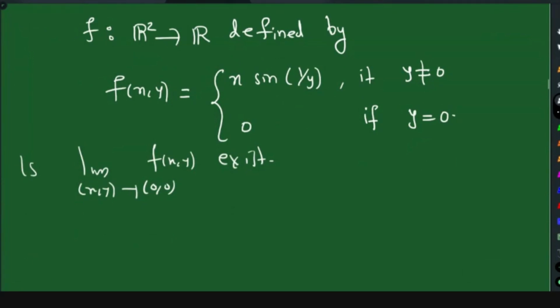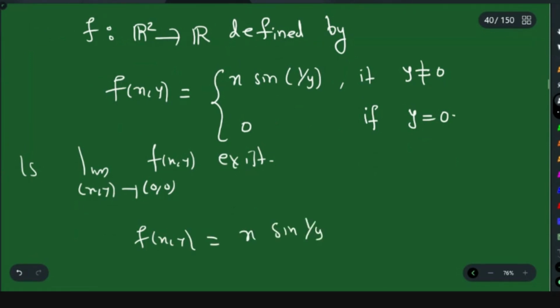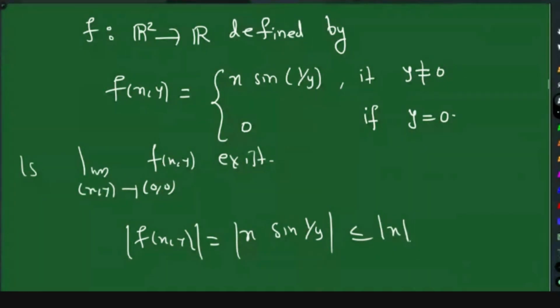You have the function f of xy is equal to x sine 1 by y. Now you can take the modulus on both sides. But you know that the sine value is bounded by 1 and minus 1. So this is always less than or equal to mod x. Once xy is going to 0, 0, your x goes to 0, so you can apply the limit on both sides. This value goes to 0.